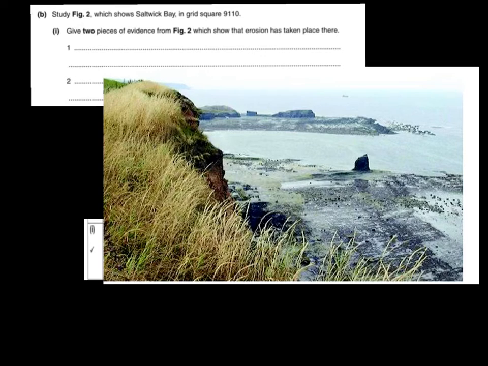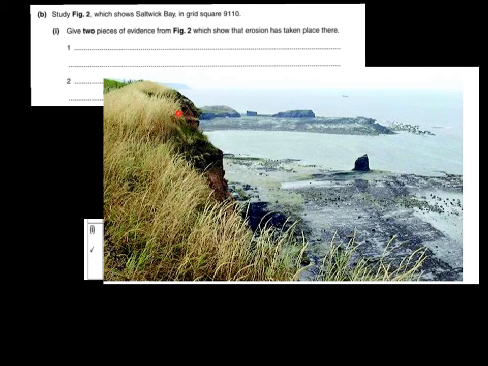Now, one of the problems with this question is if you look at it, it says give two pieces of evidence which shows that erosion has taken place there. A lot of people look at that and think, I haven't got a clue what this means. What do they mean, shows erosion? Actually, what it's really asking you to do is name two erosional landforms. And if you look at the picture, you'll see there's quite a few.